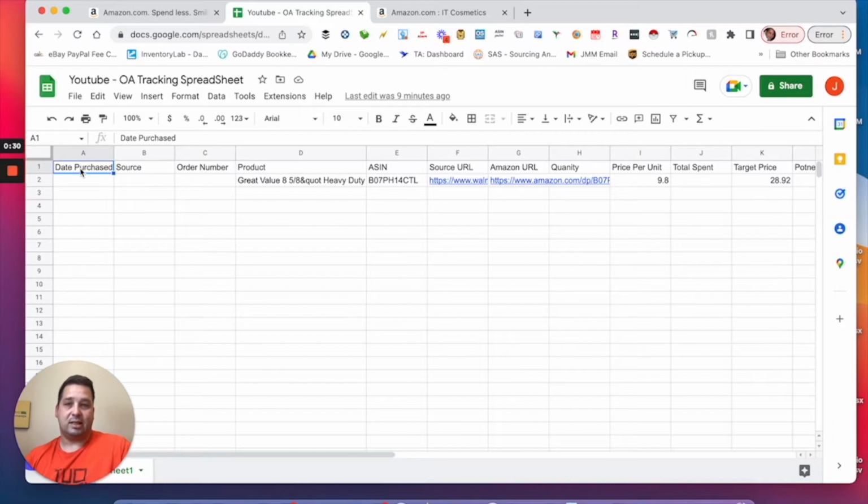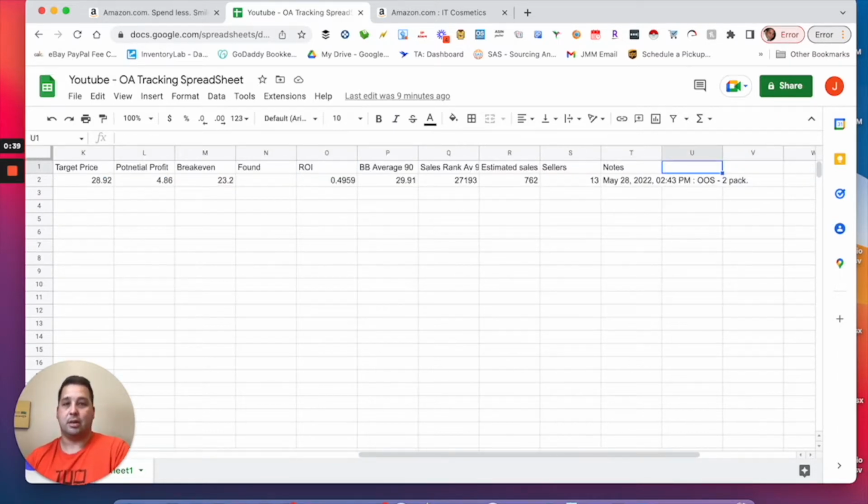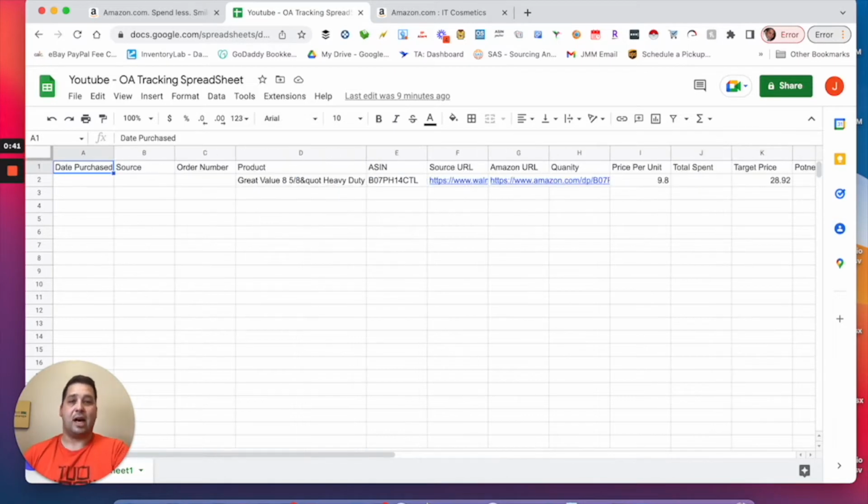Basically, in this sheet, it just has date of purchase, the source, the order number, product, ASIN, source. You could download the sheet and go through all this information. This is just what I want. You do not have to have SellerAMP to use the sheet.